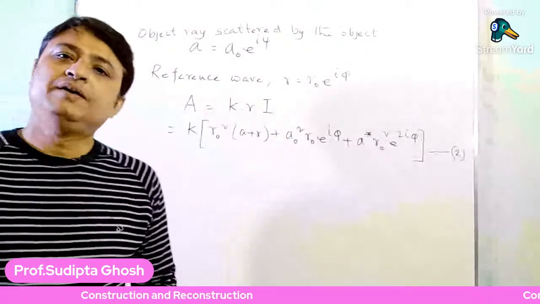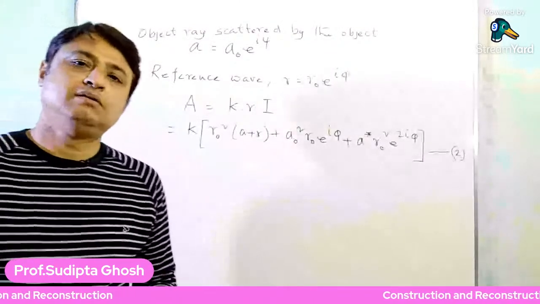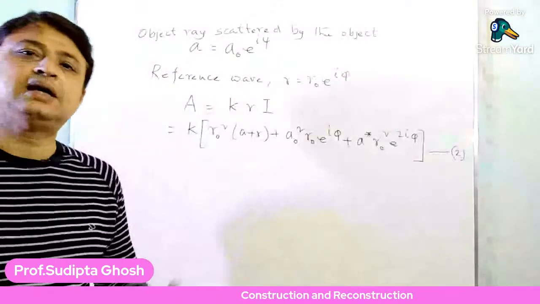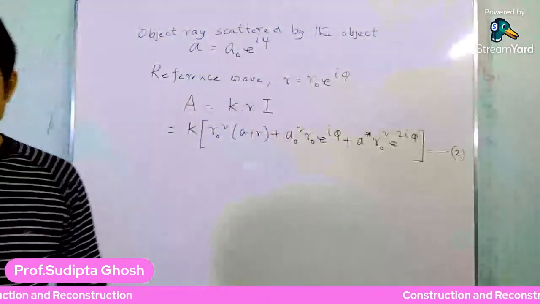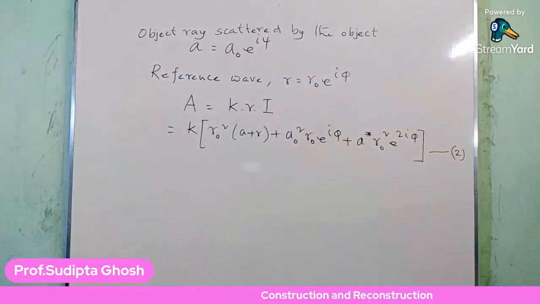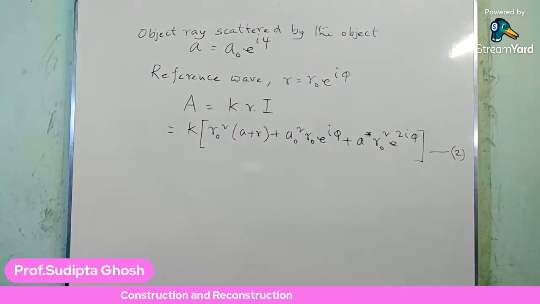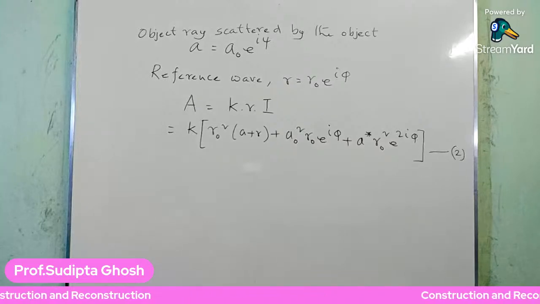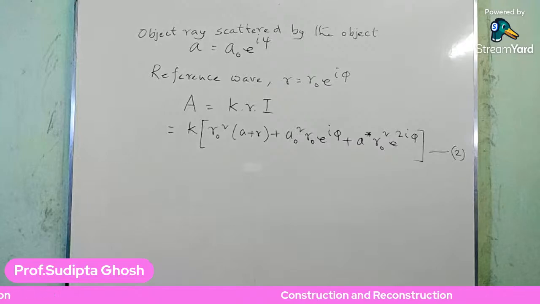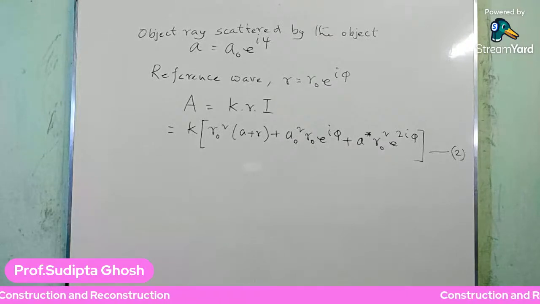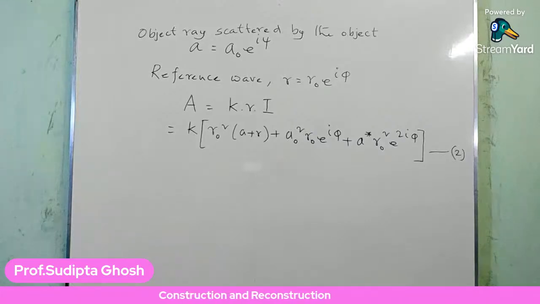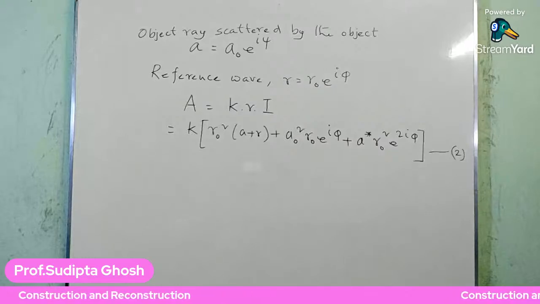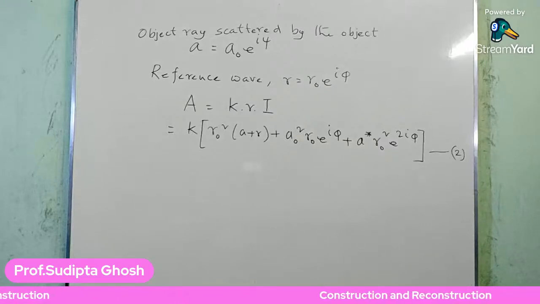So in the reconstruction process, when I am illuminating this hologram by the original reference beam, R into I will be there, and as R is given by R0 e to the power I phi, it will be A0 square R0 e to the power I phi plus R0 square, and then R0 square A star e to the power 2I phi and R0 square into A plus R.